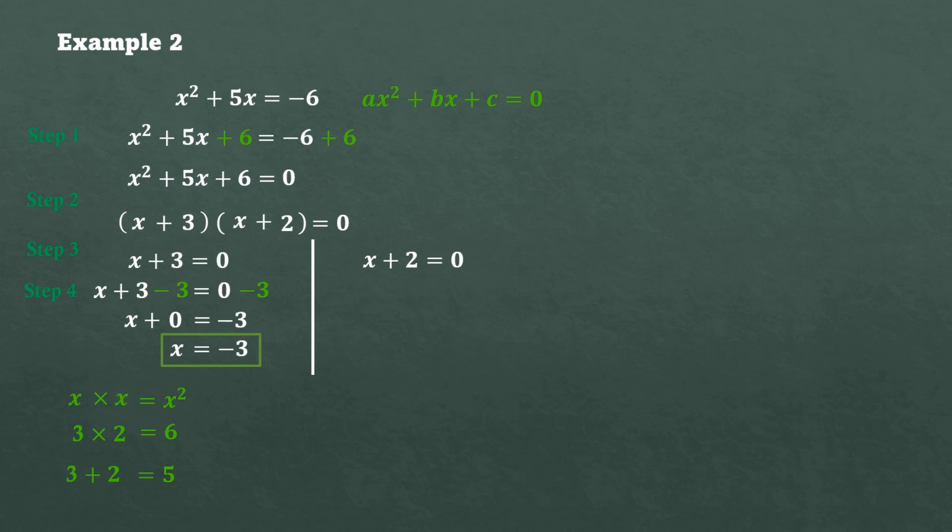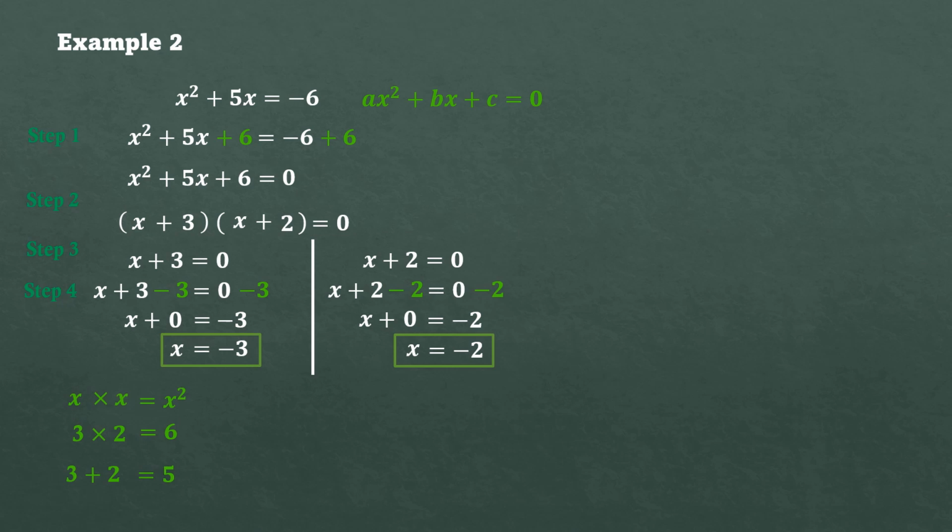For the other factor, which is x plus 2 is equal to 0, since we are looking for the value of x, we need to transpose +2 to the other side of the equation. So, we have x plus 2 is equal to 0. Then, add the inverse of +2, which is -2. Let us now simplify. x plus 2 minus 2 is equal to 0 minus 2 is equal to -2. Then, x plus 0 is still x, is equal to -2. Therefore, the value of x is equal to -2.